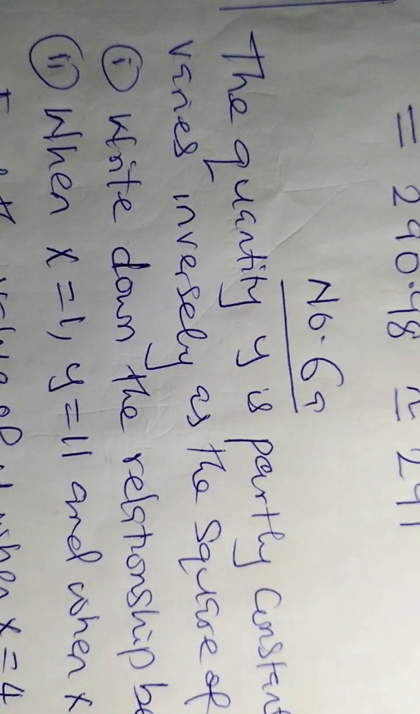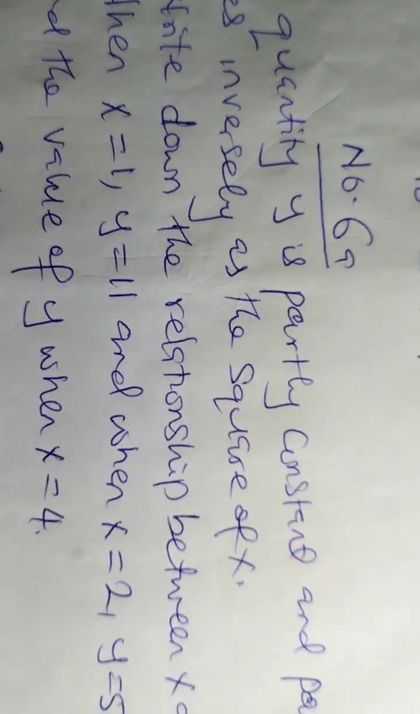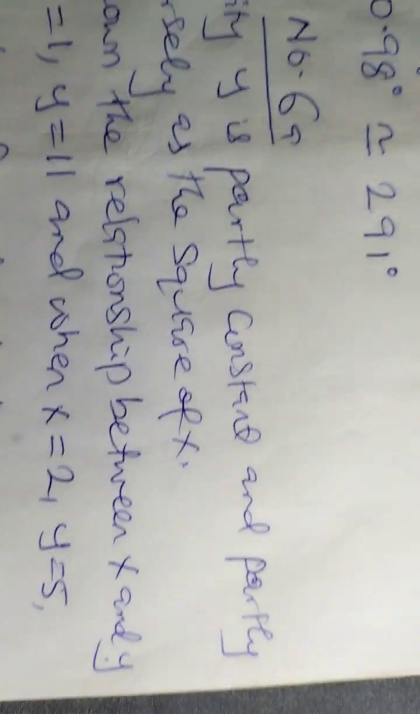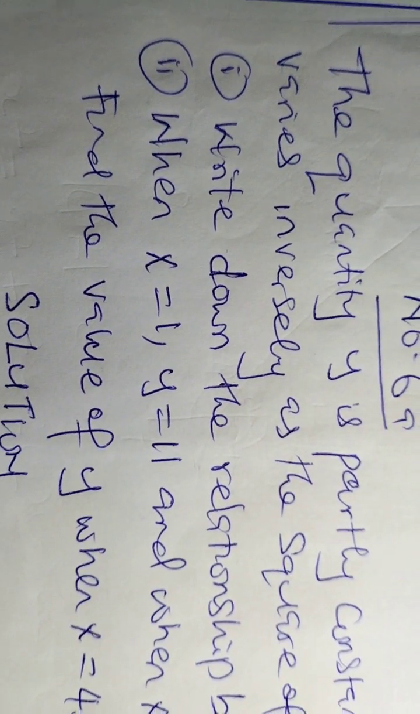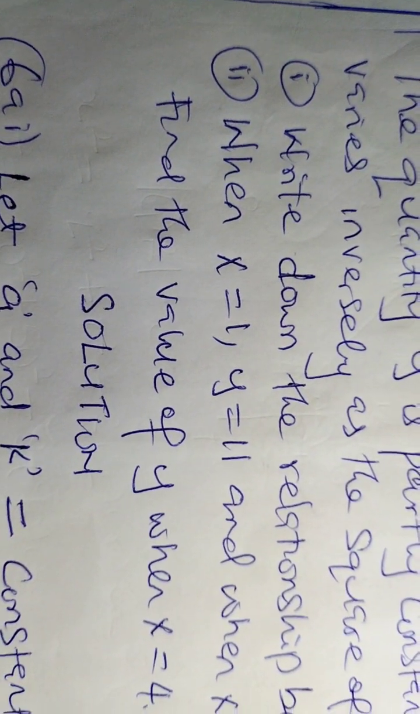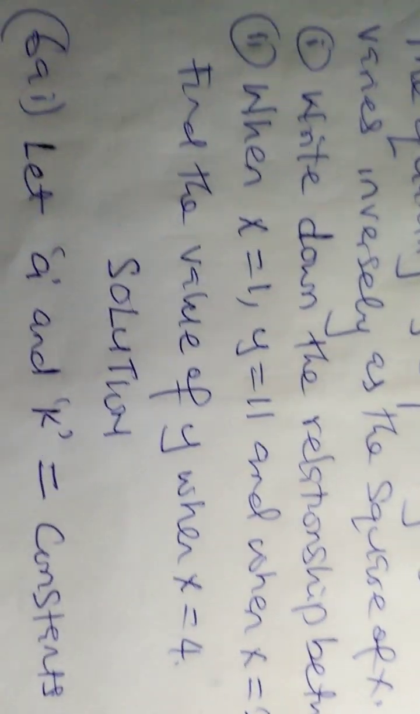We move to number 6. Number 6A says the quantity Y is partly constant and partly varies inversely as the square of S. Question I says write down the expression between S and Y.